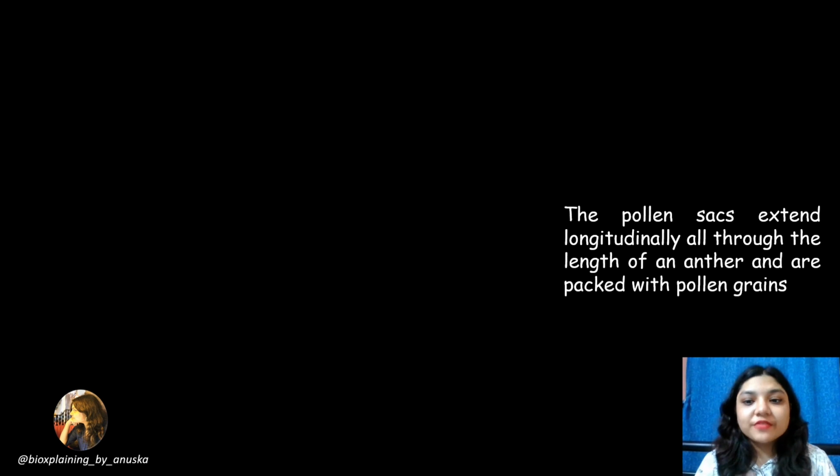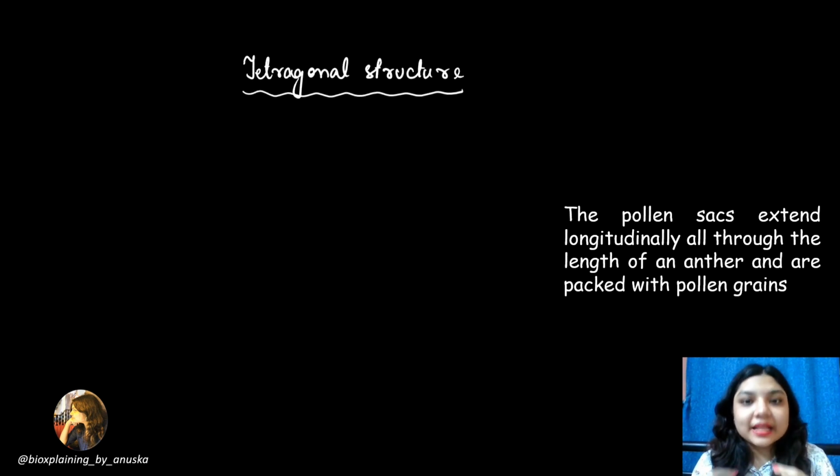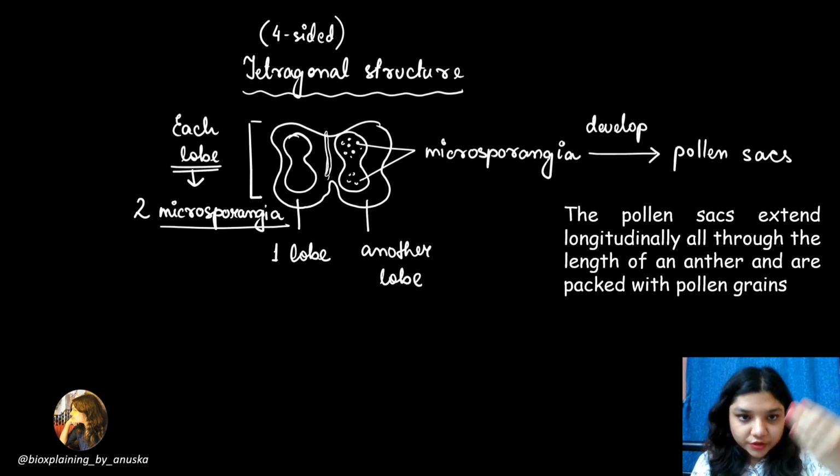Right. So if we make a transverse section of the anther, we can clearly understand that it has a bilobed nature, right? So what do we see? That the anther is a tetragonal structure. Why do we say so? Because it is a four-sided structure. Look into this image of the transverse section. What can you find? You can find that in each lobe, there are two microsporangia present, right? So each lobe contains two microsporangia.